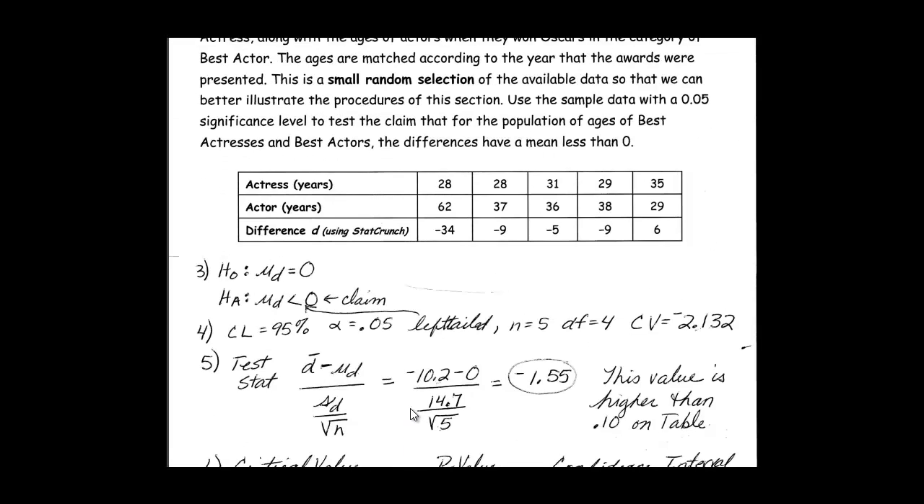And I hate to say this, I look at this and I go, how can that be? There's only one year where the best actress was older than the best actor. And I would have to say that that is because this is such a small sample and there is such a wide range among the actors.